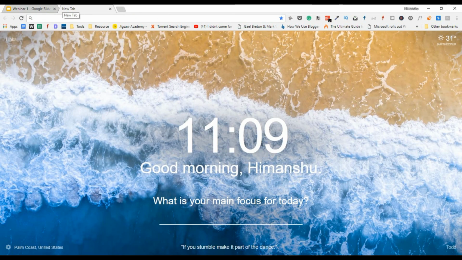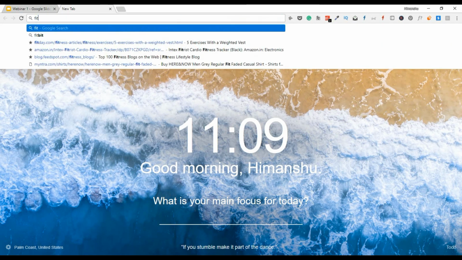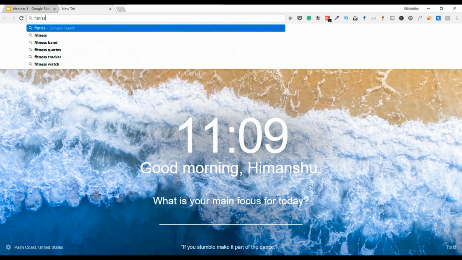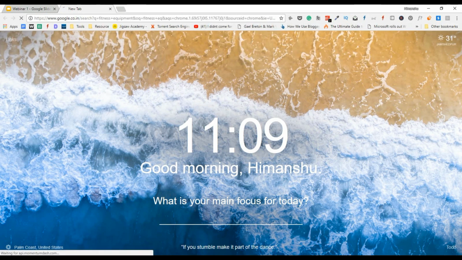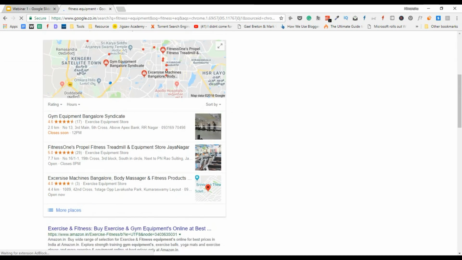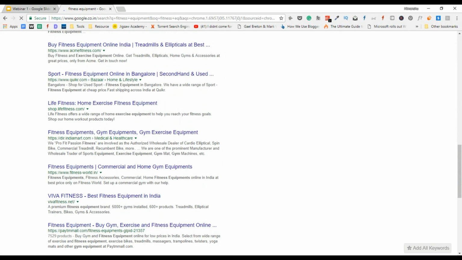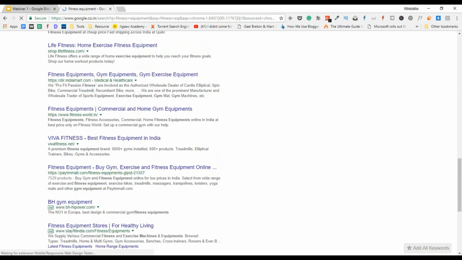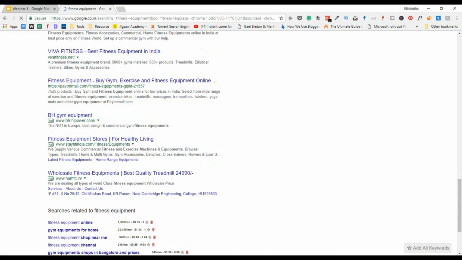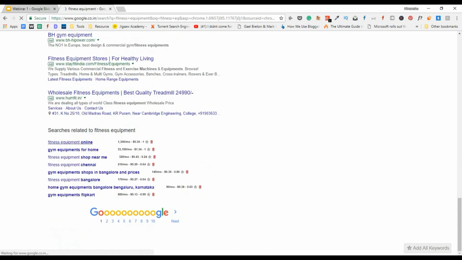If you just check on Google, I'll check, let's say, fitness equipment. So I've just checked fitness equipments. Of course there are lots of those sites. Viva Fitness, Best Fitness in India. These guys are only targeting fitness equipment. They don't want to get into other stuff. And for fitness equipment online, you'll get more of that e-commerce stuff.